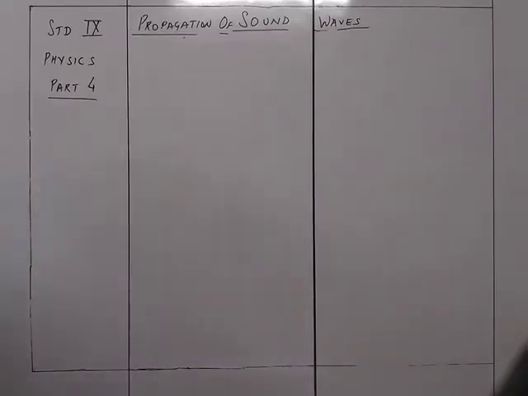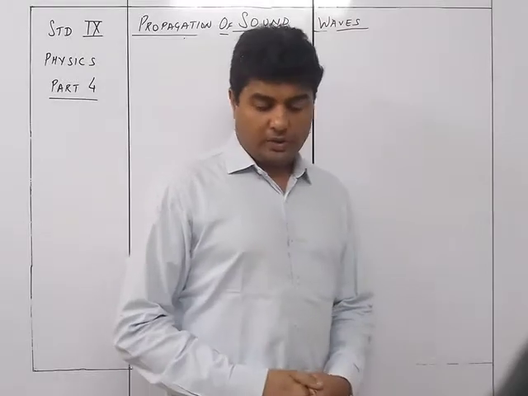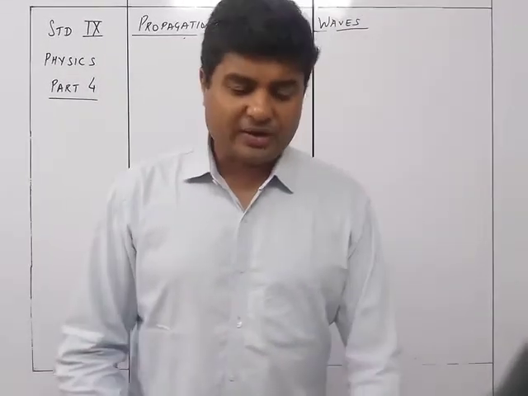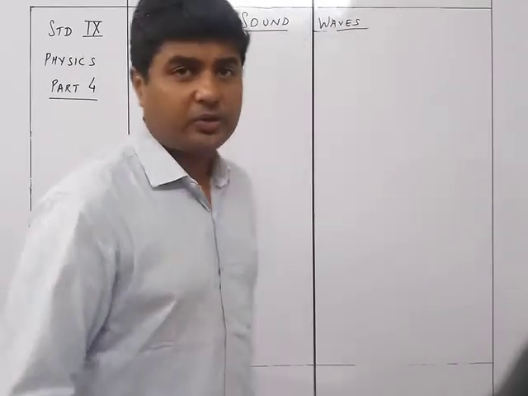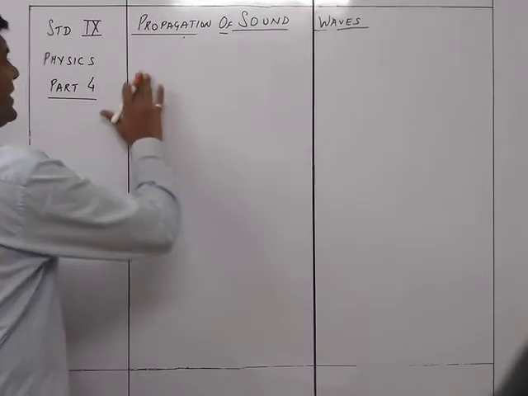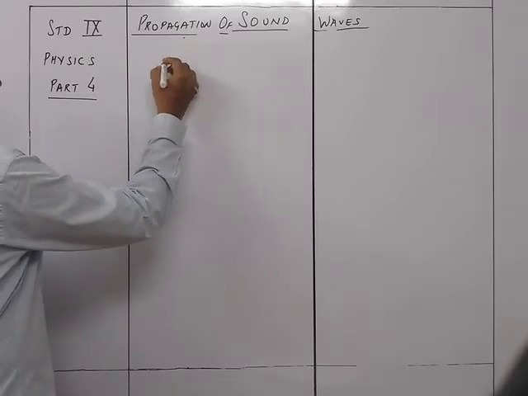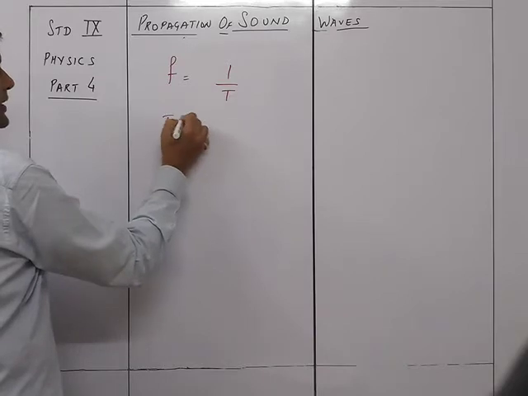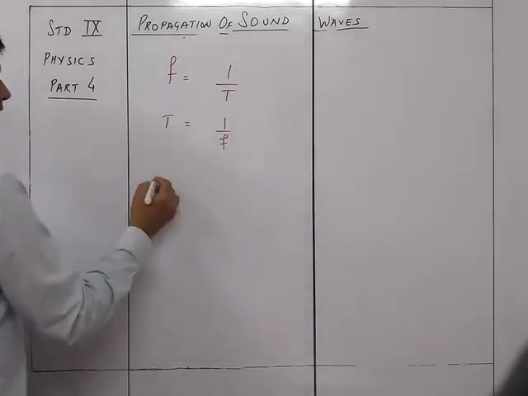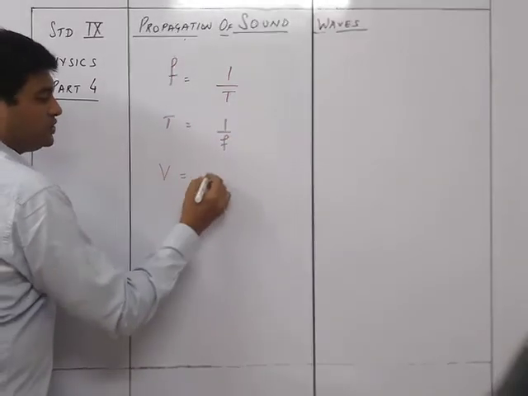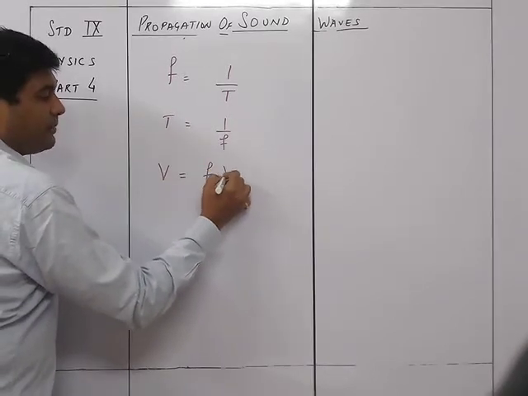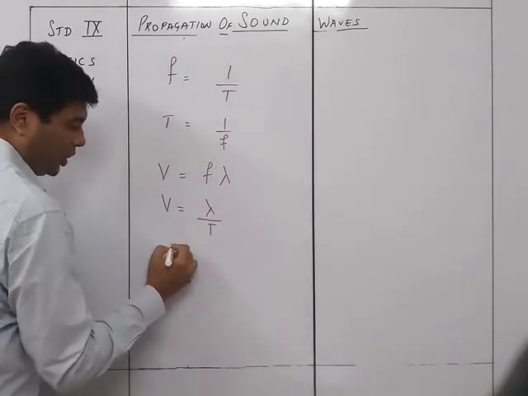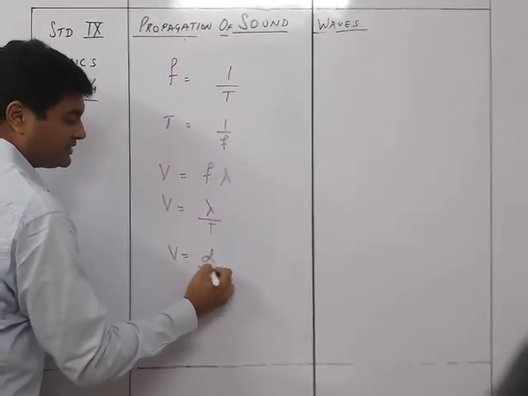So we continue with the fourth part of this sound, and we are going to have the numericals over here. So let's first of all write down the different formulas which are going to be connected to this particular thing. First one is that frequency is equal to 1 upon time period, or time period is equal to 1 upon frequency. Then velocity is equal to f into lambda, or velocity is equal to lambda upon t, or we can say velocity is equal to distance upon time.